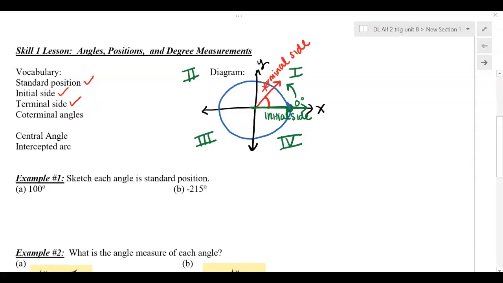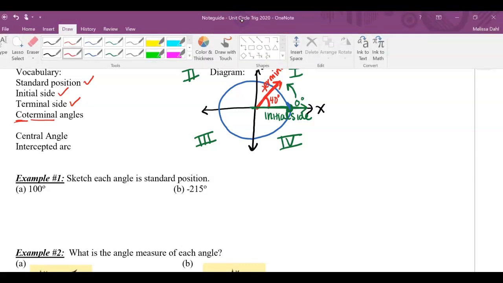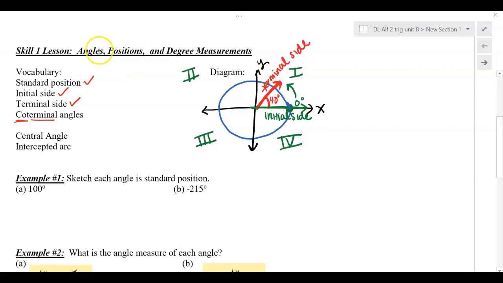Okay. So let's say that this angle is 40 degrees, and it lands here with this terminal side. This next vocab word that you see here, coterminal angles, means another angle that lands at the same position. There's a couple of ways that we could look at this. Let's say that we went the other direction. So let's say that we traveled this direction, but we landed on the same place that we did previously. That would mean that these angles have a terminal side that's in the same position, which means they are coterminal.